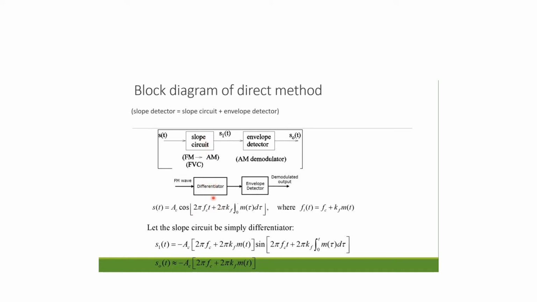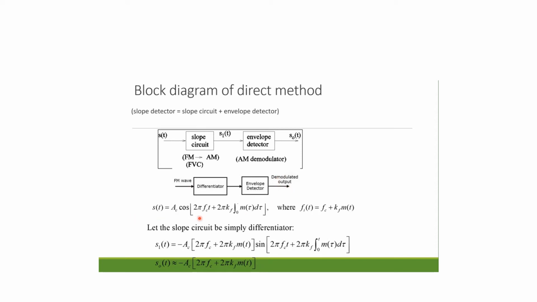We can use one differentiator instead of slope circuit. So you can use any slope circuit. Differentiator is one of the slope circuits. So instead of slope circuit we can use differentiator, followed by an envelope detector. So input to the differentiator will be our FM wave and output of envelope detector will be our message signal.